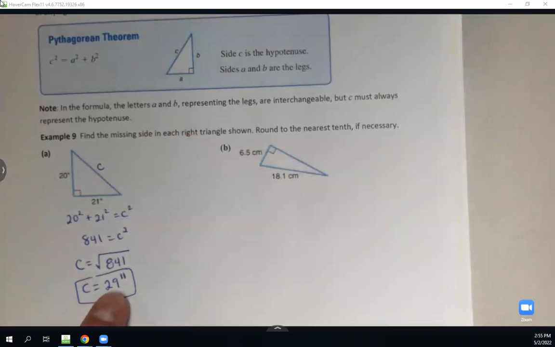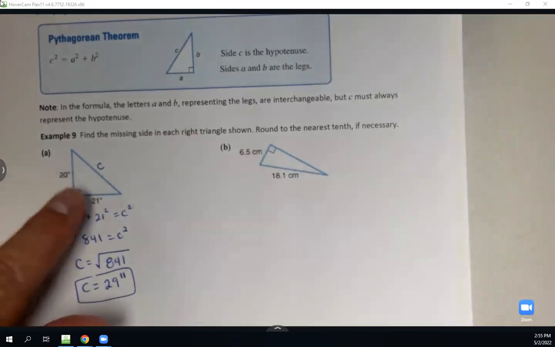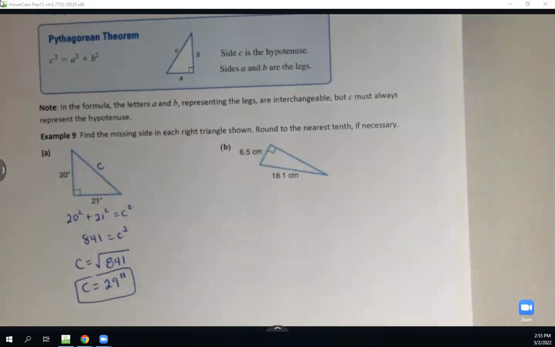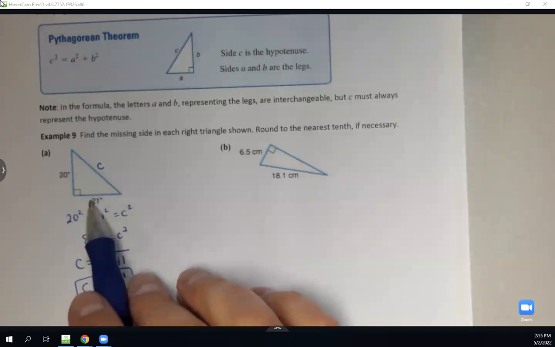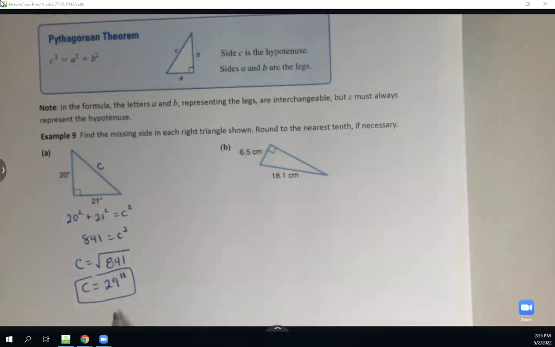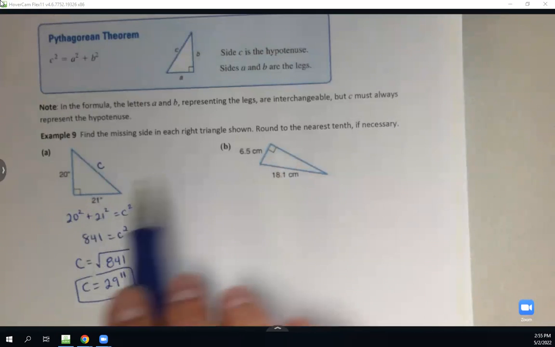And I know this is inches because the legs were given in inches. Piece of cake. Now I picked this problem for the example because the square root of 841 works out really nice and neat. That's not typically going to happen, right? Usually we'll end up with something that we'll have to round. Okay. What makes B different from A?